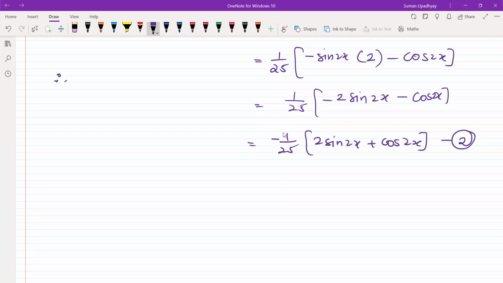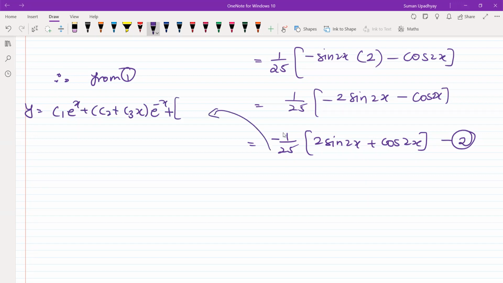Therefore, your complete solution would be C1 e raised to x plus C2 plus C3x e raised to minus x. This was the complementary function, plus this whole term you write here. So that would be your complete solution. Is this clear to all of you? Yes, ma'am. Okay, so I'll give you one homework question. Do try this out and we'll stop it here.